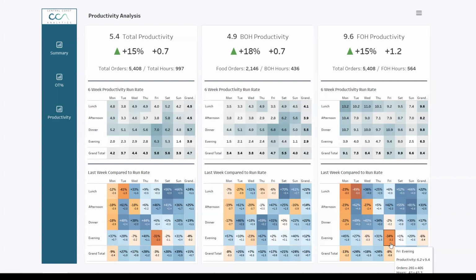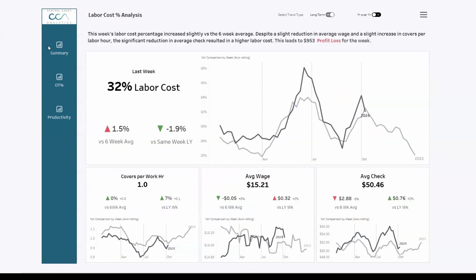So I hope that was an interesting look at how bringing all of this information into an interactive dashboard can help you start at a high level of insight and then really be able to dive in and get to those actionable insights that'll really move the needle.